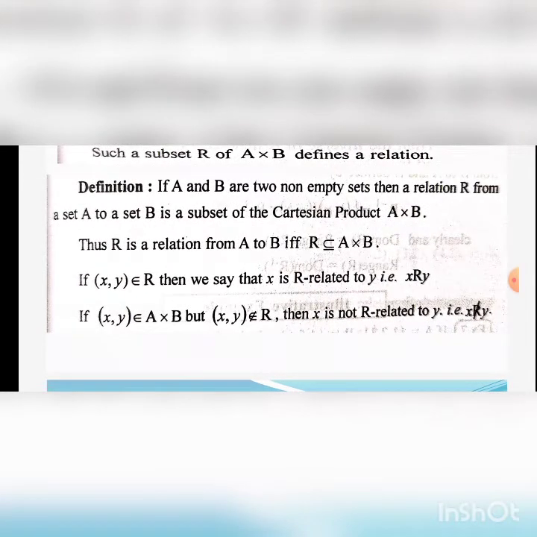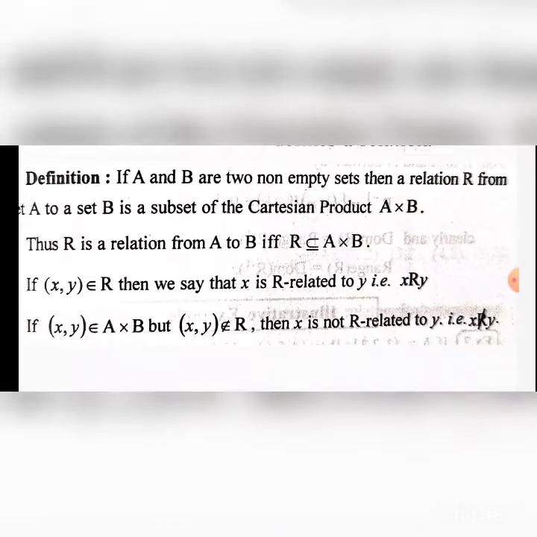See next definition. If A and B are two non-empty sets, then this is the definition of relation. A relation R from set A to set B is a subset of the Cartesian product A cross B.